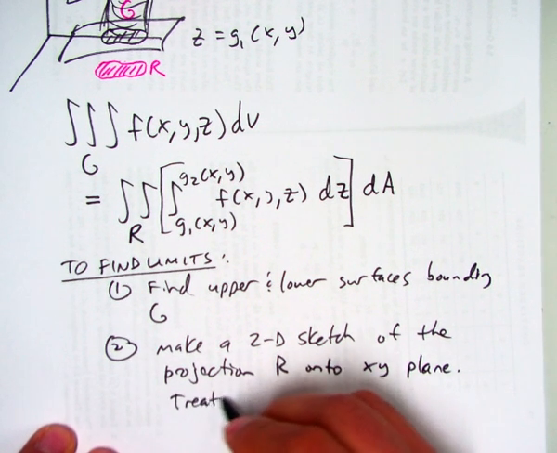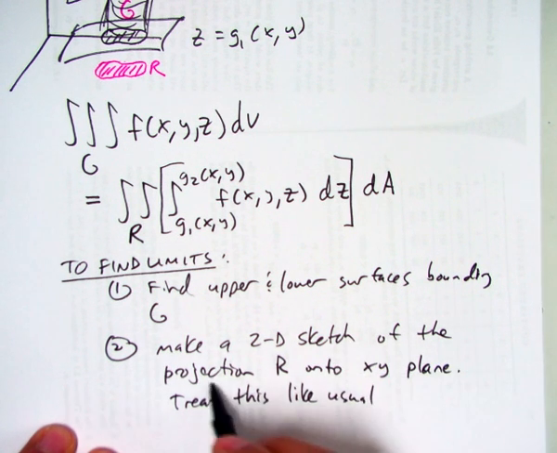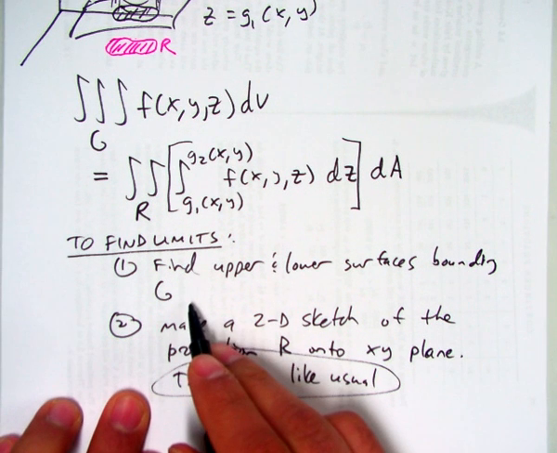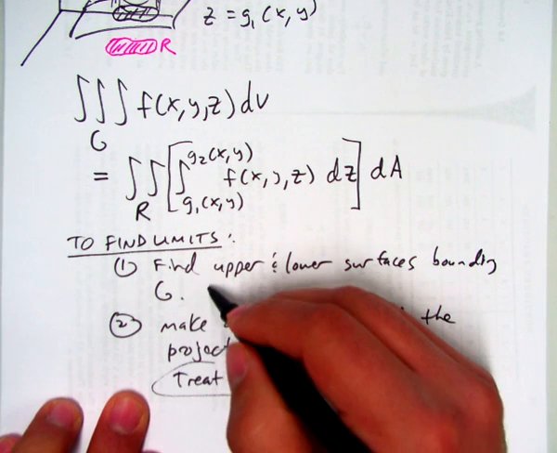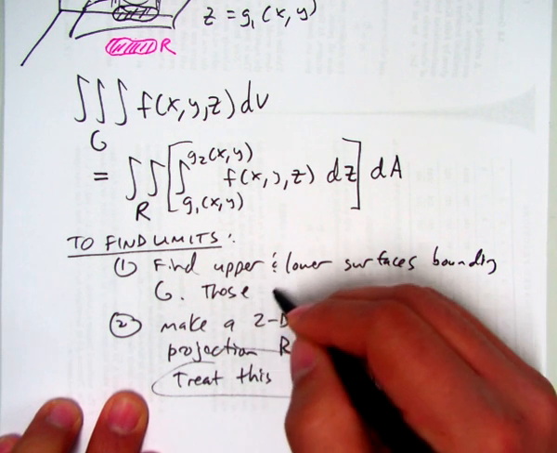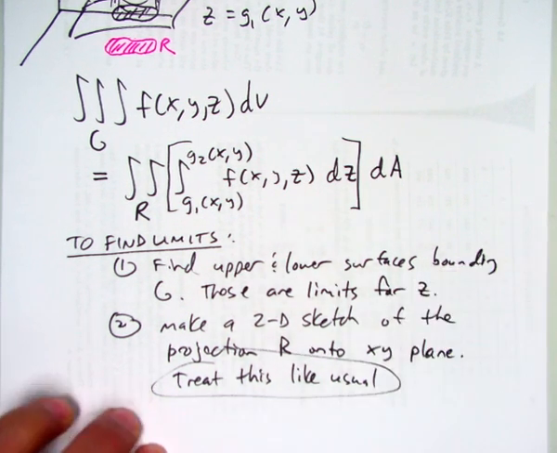Treat this like usual. Okay, so once we get to this point, we treat this like usual. Once you have upper and lower surfaces bounding G, these are the limits for Z. Okay?